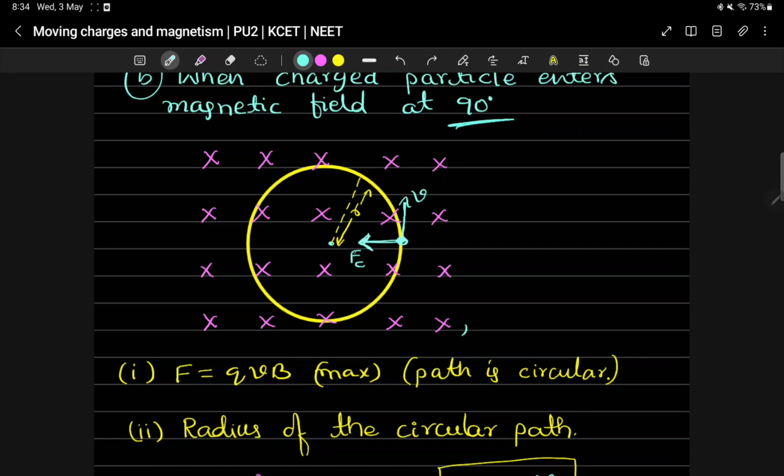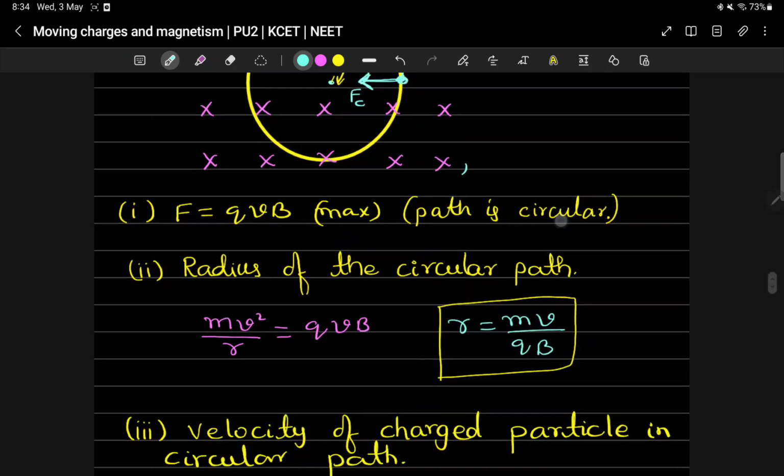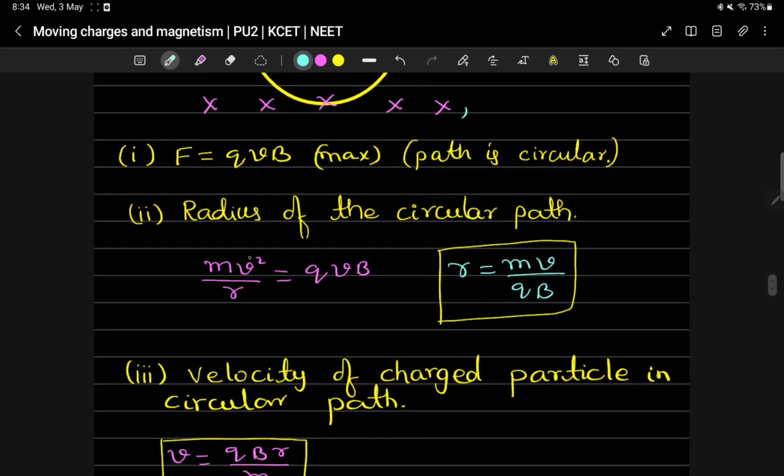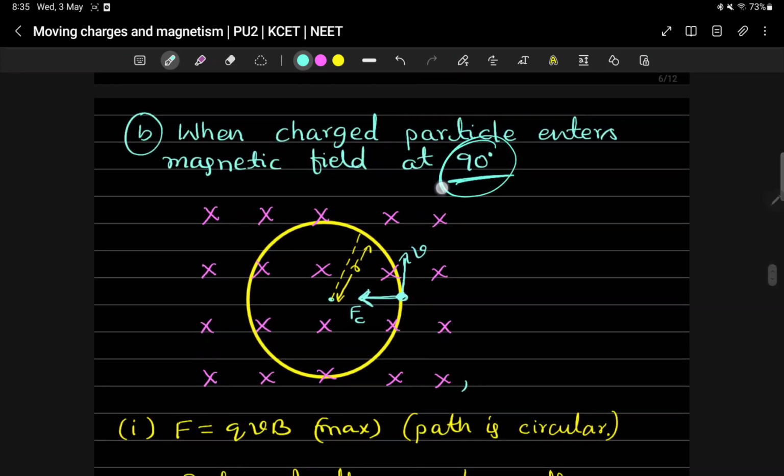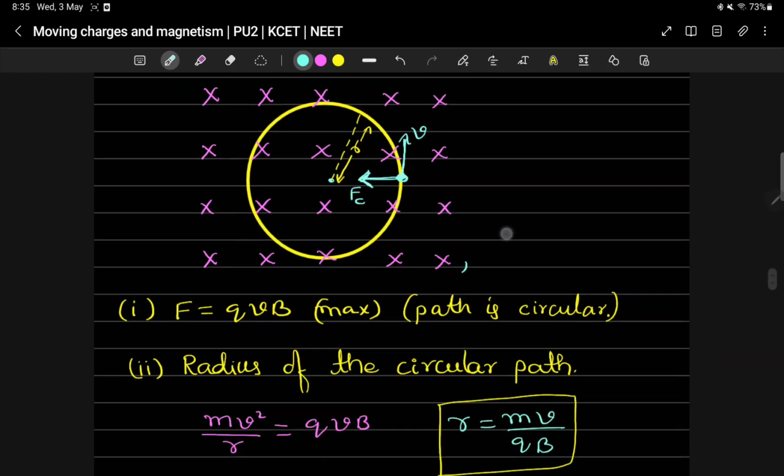and it moves in a circular path of radius R. Then it experiences a centripetal force. Centripetal force is given by mv square by r, which is equal to, not Coulomb's force, the force given by QVB sin theta. Here theta is 90 degrees, and sin 90 is 1, because it has entered the magnetic field at an angle of 90 degrees.